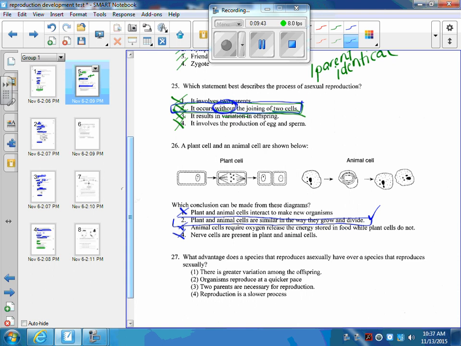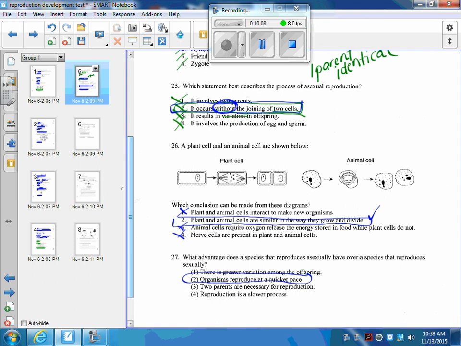What advantage does a species that reproduces asexually have over a species that reproduces sexually? This was straight from your notes. I wrote this question, so not everybody had the same question in the other classes. So what advantage do you get if you reproduce asexually? Well, it's faster. It doesn't require the use of a mate, so there's not a lot of energy being produced. So the only choice would be number 2.